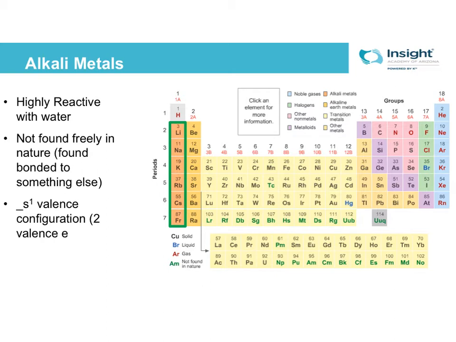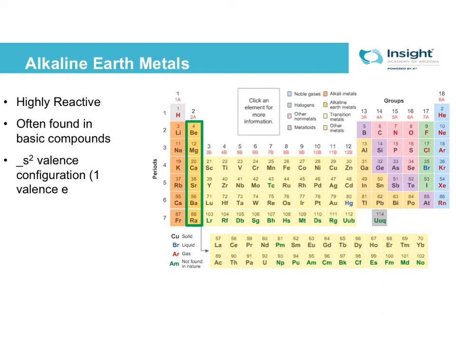They actually are not generally found pure in nature. They are so reactive that you almost always find them already bonded to something else. So to get them pure, you have to purify them via a process done by man. And they all have one valence electron, so their valence electron configuration is whatever period they're in, S1.